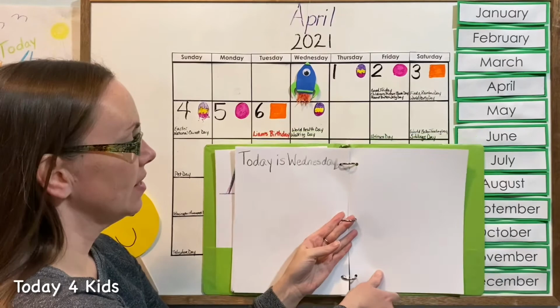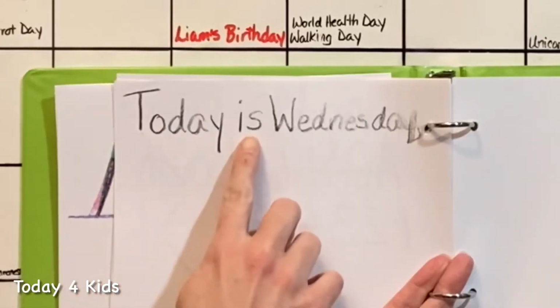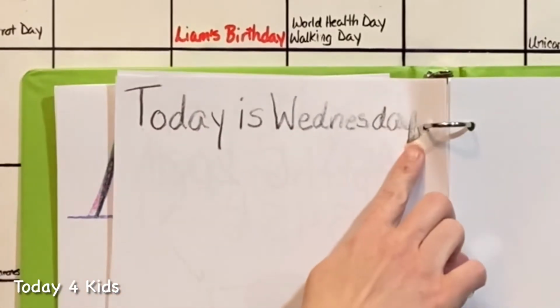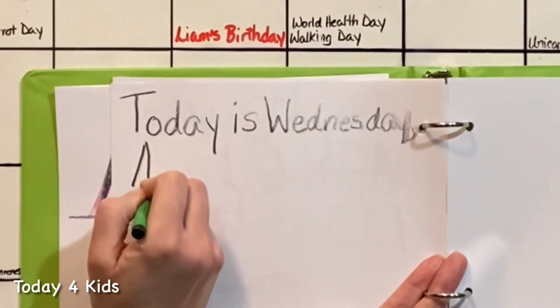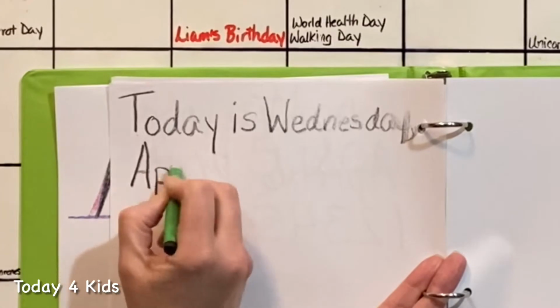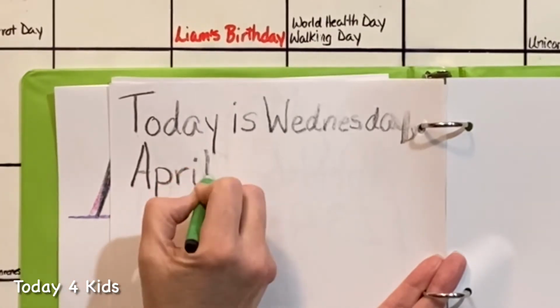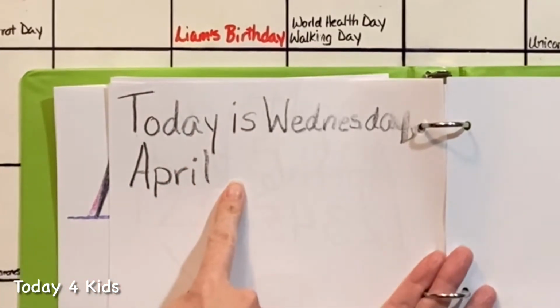Let's put April into our agenda. So let's say the first part of the sentence together. Today is Wednesday, comma, and then we will put in April, and it's a capital A because it's the name of our month, A-P-R-I-L.